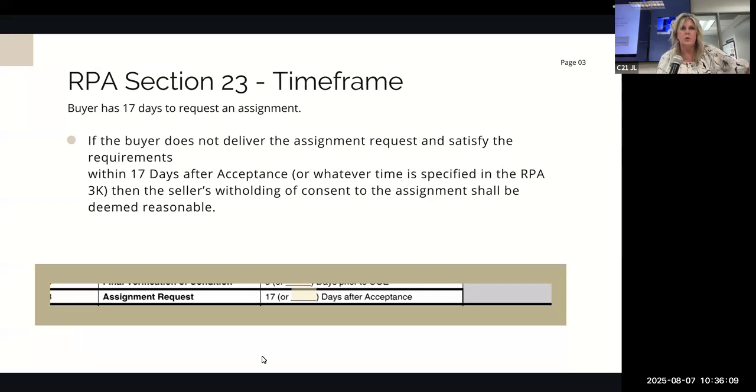So RPA section 23 timeframe. If the buyer does not deliver the assignment request and satisfy the requirements within 17 days after acceptance or whatever time is specified in the RPA 3K, then the seller's withholding of consent to the assignment shall be deemed reasonable. So in other words, we're just going back over the timeframes again. And then on 23, it's going to be the assignment nomination. That's quite a bit there, but we'll go into section 1.